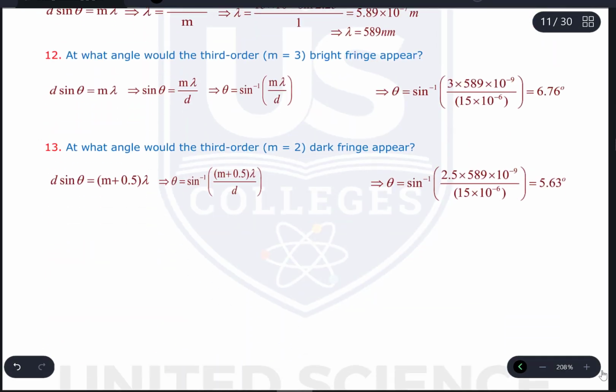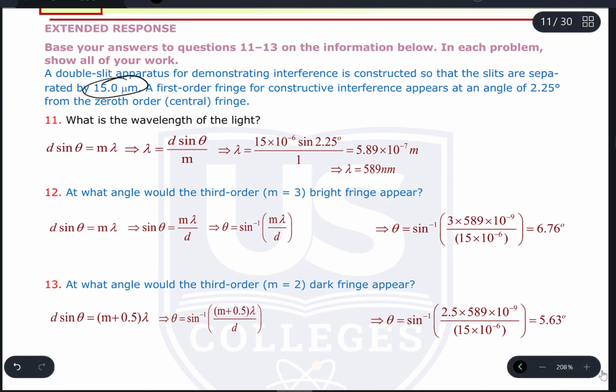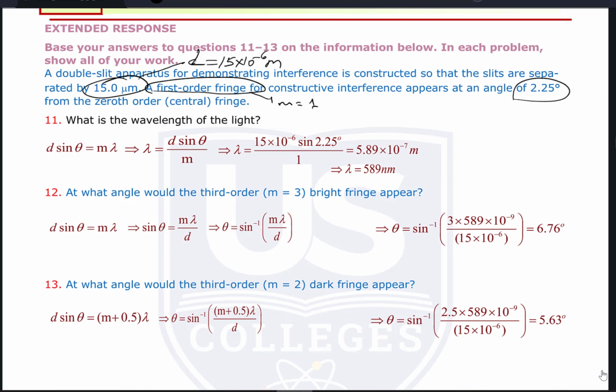An extended response. A double-slit apparatus for demonstrating interference is constructed so that the slits are separated by 15 micrometers, the slit spacing. Of course, we should convert micrometers to meters: 15 times 10 to the power -6 meters. The first order bright fringe, that is m equals 1, for constructive interference appears at an angle of 2.25 from the central bright fringe. What is the wavelength of the light?